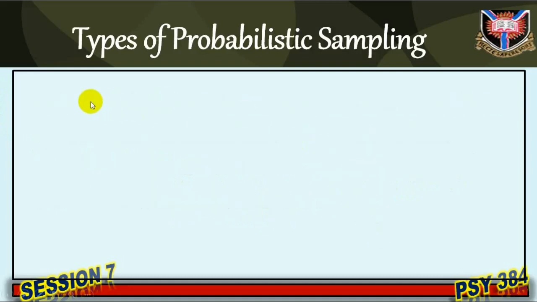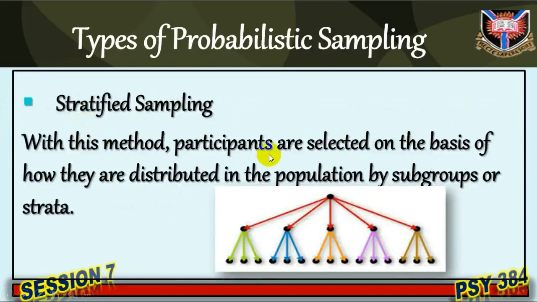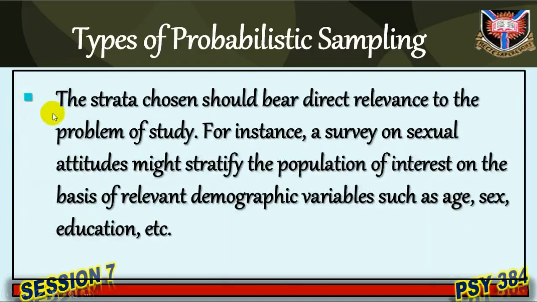Stratified sampling. With this method, participants are selected on the basis of how they are distributed in the population by subgroups or strata. The strata chosen should bear direct relevance to the problem of study. For instance, a survey on sexual attitudes might stratify the population of interest on the basis of relevant demographic variables such as age, sex, education, etc.